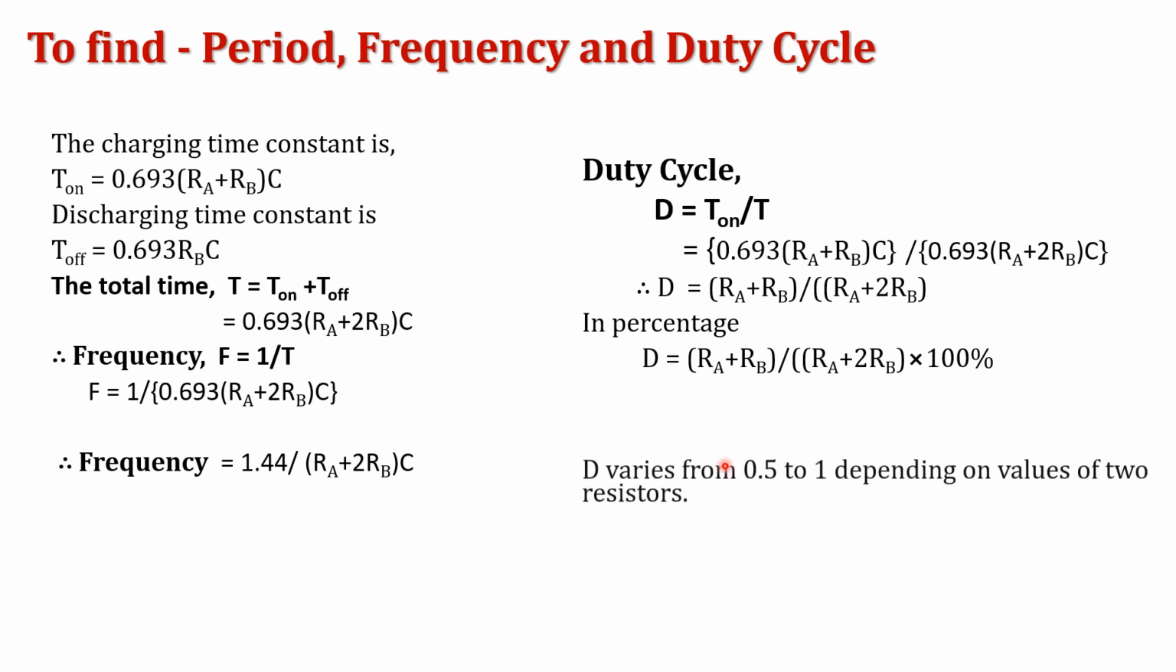Hence, the duty cycle may vary between 0.5 and 1, depending upon the two resistor values, RA and RB. And that is the complete topic which comes under the astable multivibrator, its actual working and how to find period, frequency and duty cycle. All the terms we discussed here.